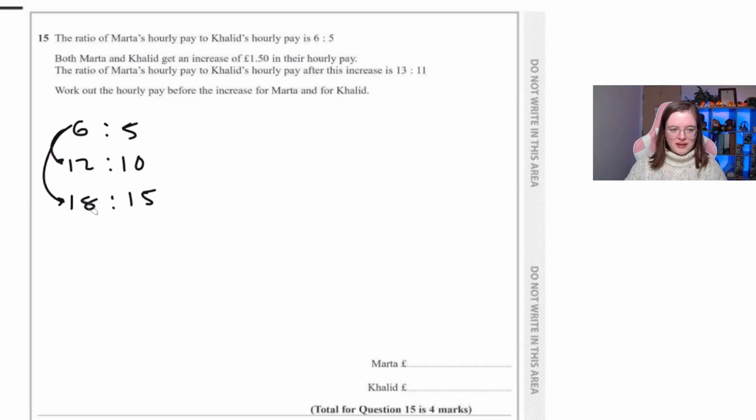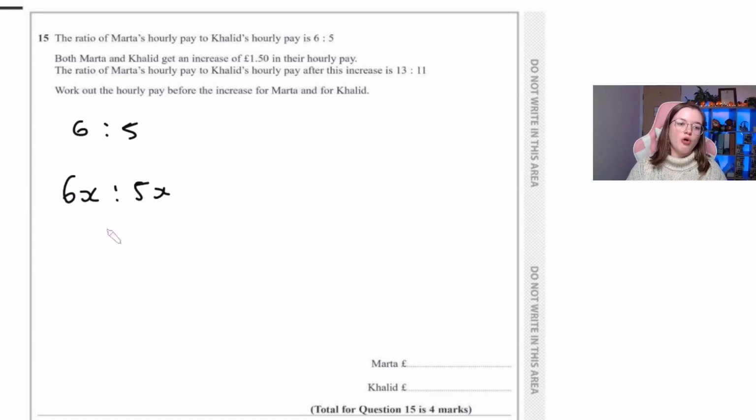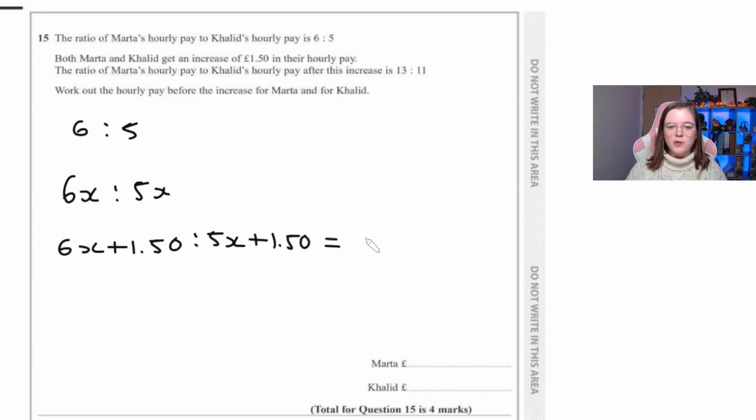So we don't know what that multiplier is. So we know that the actual hourly pay are going to be this ratio, but times by whatever the multiplier is. Does that make sense? To get them to the actual number, whether it's 1 times this ratio, so it is what it is, or double it, or triple it, whatever it may be. This might have been simplified, right? And then what they've done is they've added £1.50. Okay, so we've then got 6x plus £1.50 to 5x plus £1.50. That is then equal to the ratio 13 to 11. Okay, hopefully we're making sense so far.